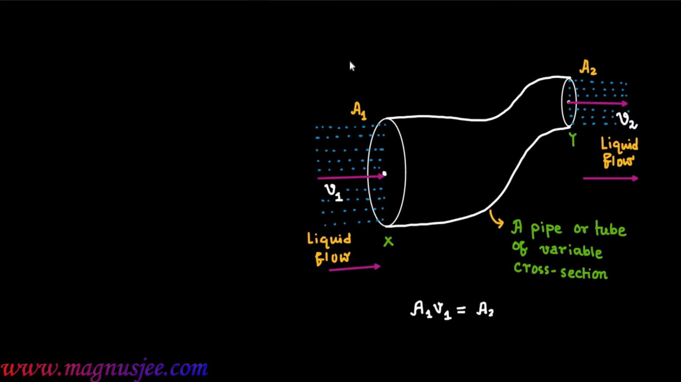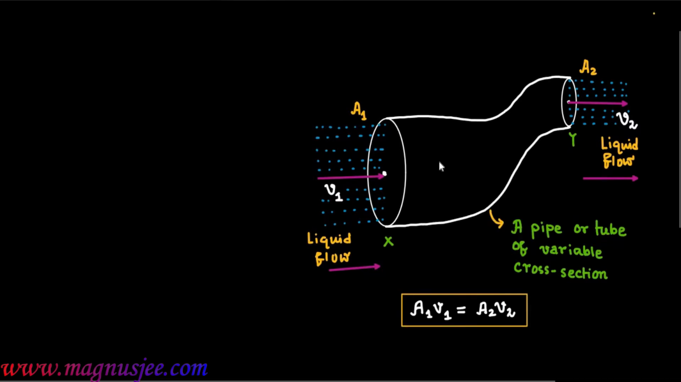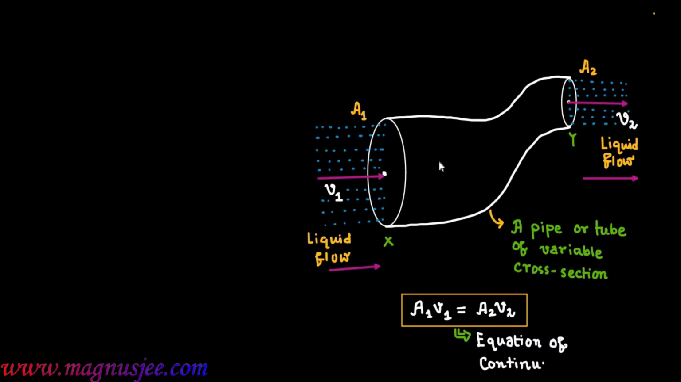Equation of continuity will be A1 V1 equal to A2 V2. That means the product of area of cross section and velocity of flow of liquid will be constant. A1 V1 equal A2 V2. This is the equation of continuity.